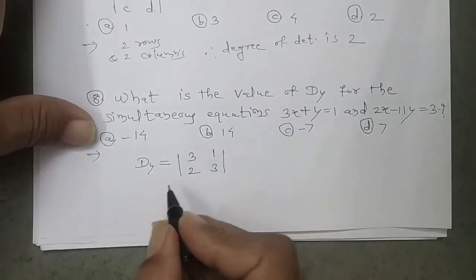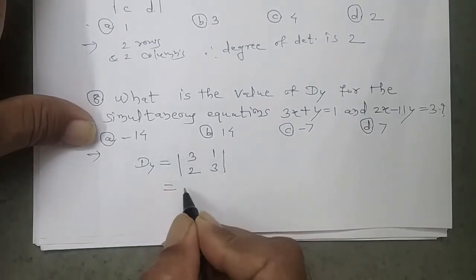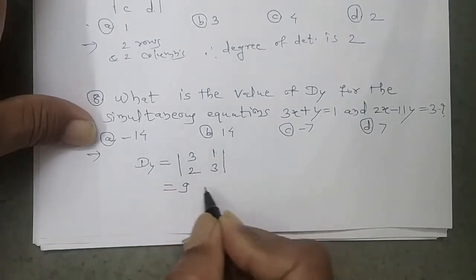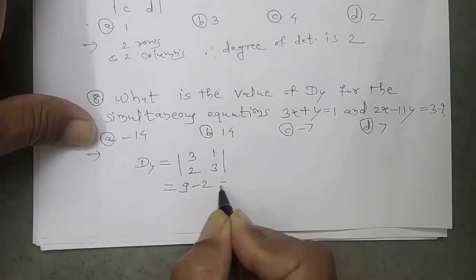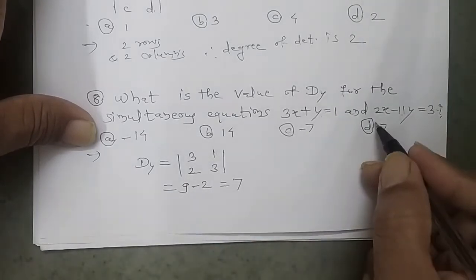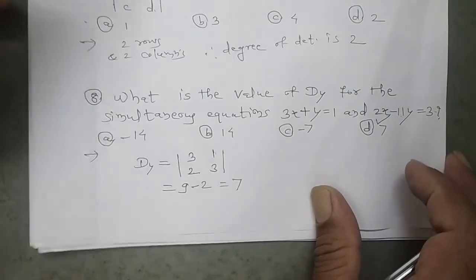Now solve this determinant: 3 into 3 is 9, minus 2 into 1 is 2, is equal to 7. Therefore the correct answer is D.